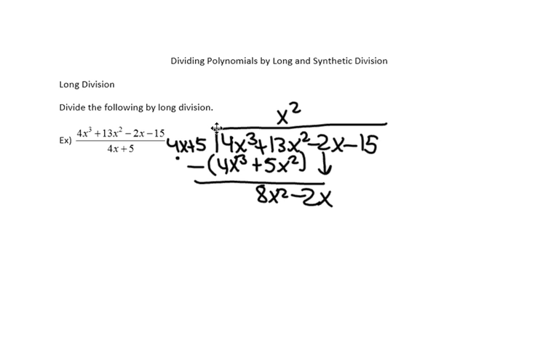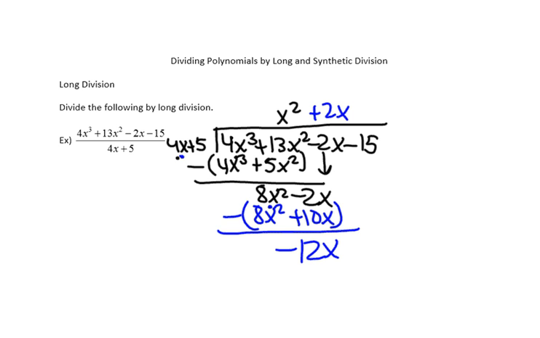So now I want to ask myself, what do I multiply this term by to get this term here? Well, that's positive 2x. So I'm going to take 2x and multiply by 4x, that's 8x squared. And 2x times 5 is a positive 10x. Subtract, that's negative 12x. Bring down the next term, that's negative 15.